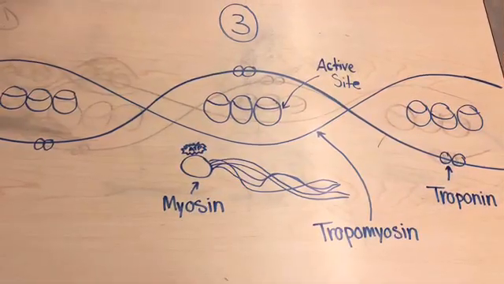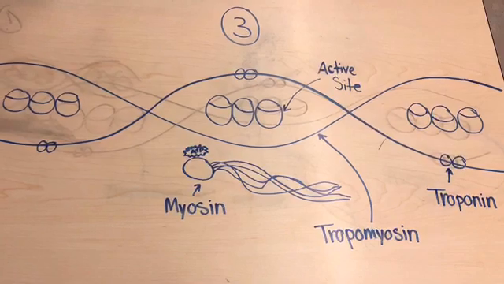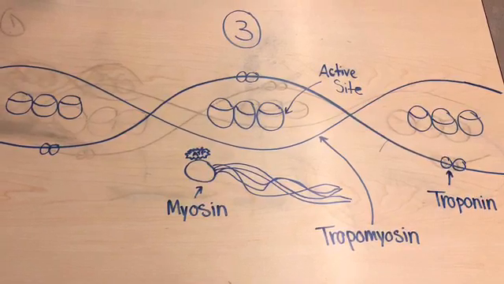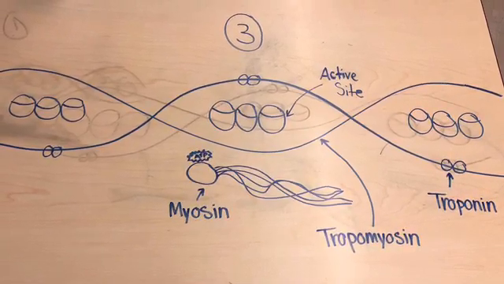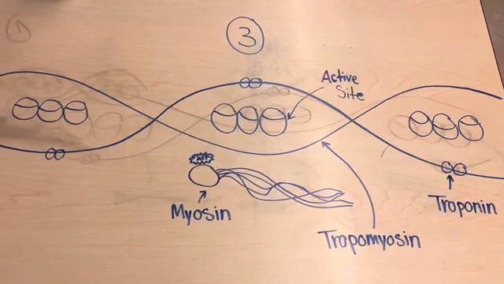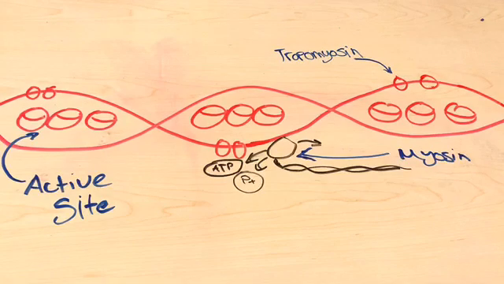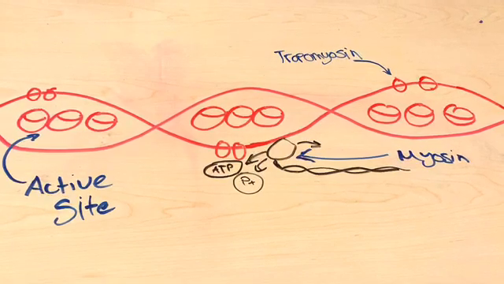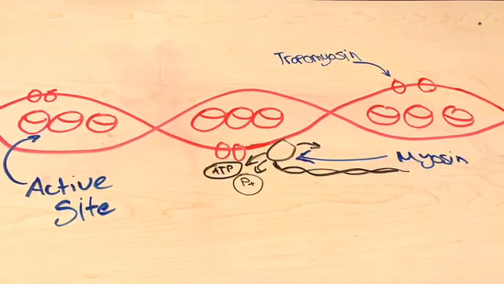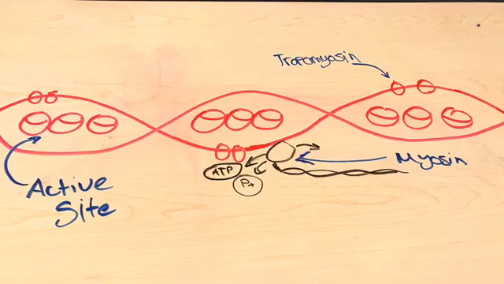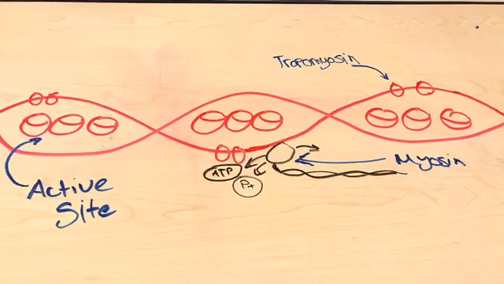Now we are in step 3 of phase 2. In step 3, a new ATP is bound, therefore causing myosin to get released. This leads us to our last step of phase 2. In the last step of phase 2, it breaks down ATP into ADP plus P and resets.